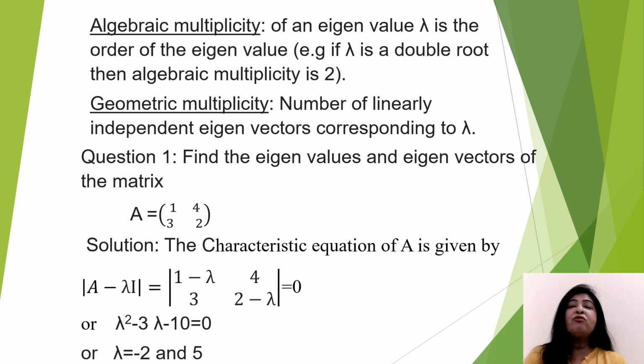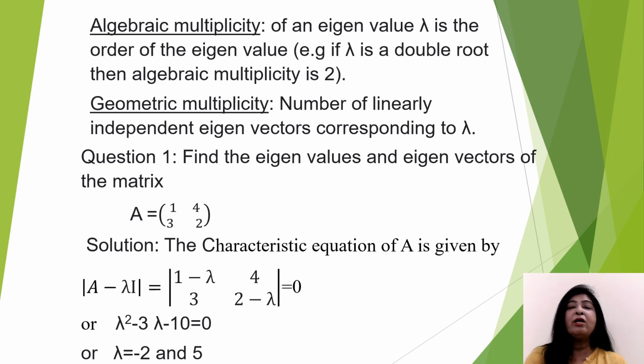So the first question is, find the eigenvalues and eigenvectors of the matrix A having entries first row as 1, 4 and the second row as 3, 2. First of all, we will write its characteristic equation. The characteristic equation of A is given by determinant of A − λI equal to 0. So lambda gets subtracted from 1 and 2, and now just solve the determinant. You will get the equation λ² − 3λ − 10 = 0, which is a quadratic equation.